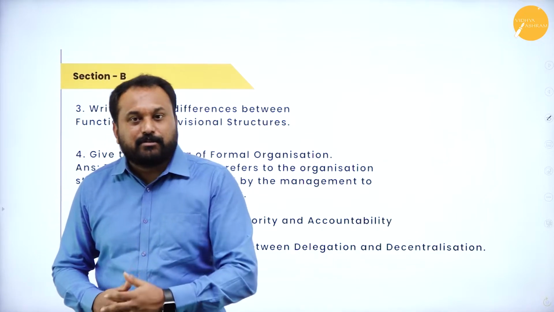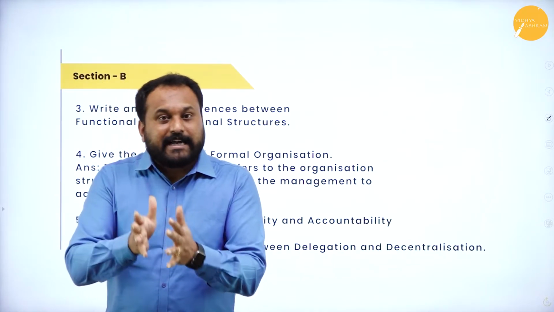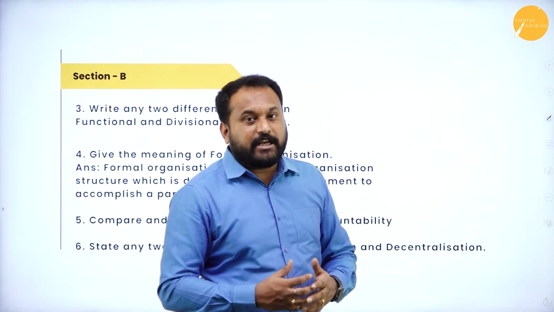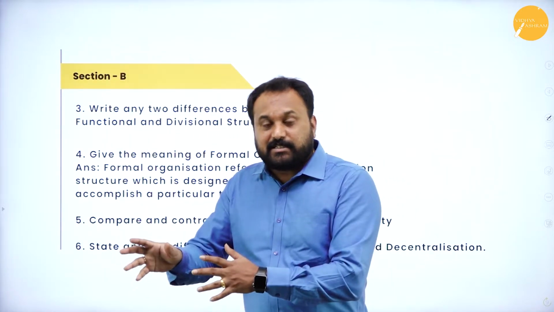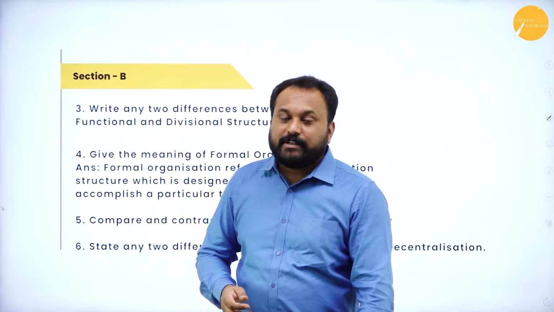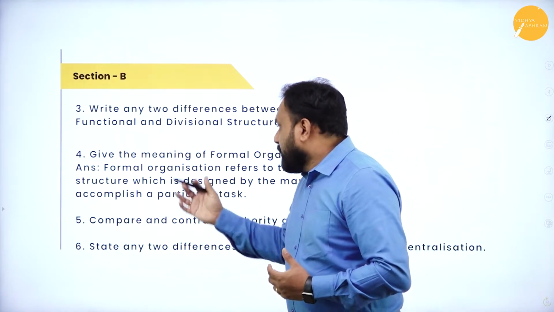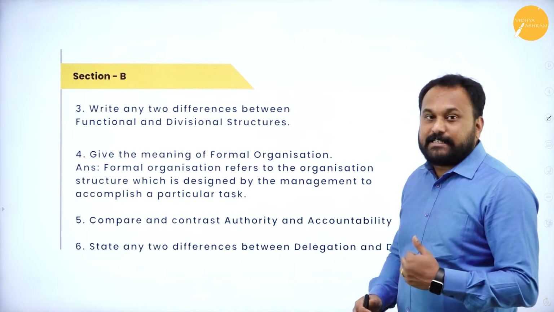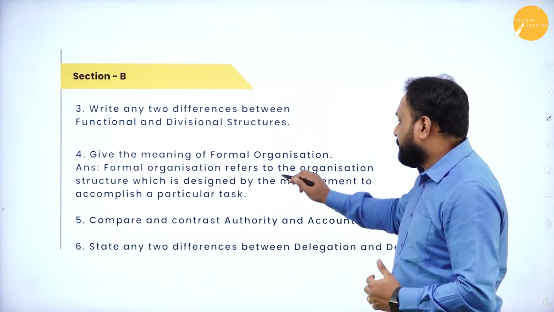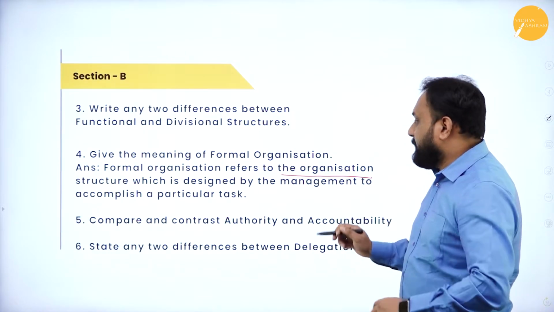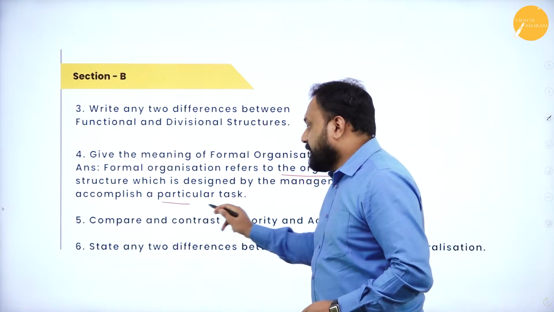And when it comes to the divisional, the expertise you need to have, the people who are really good, who have done masters in their field, you are supposed to take. That is the difference between the functional and the divisional structure. Give the meaning of formal organization. Formal organization refers to an organization structure which is designed by the management to accomplish a particular task.